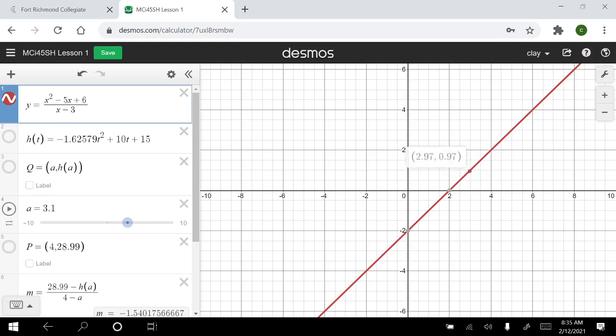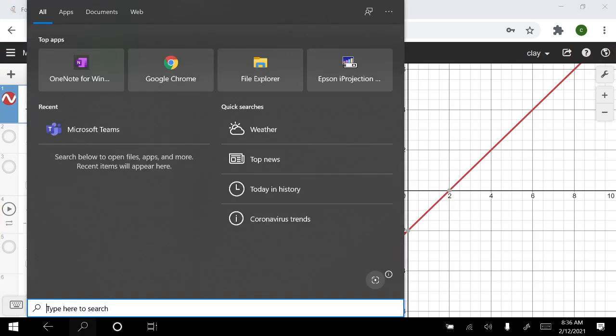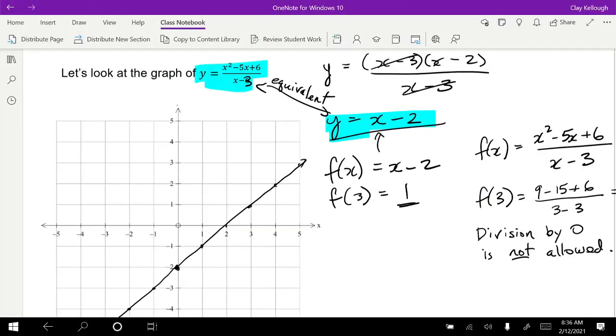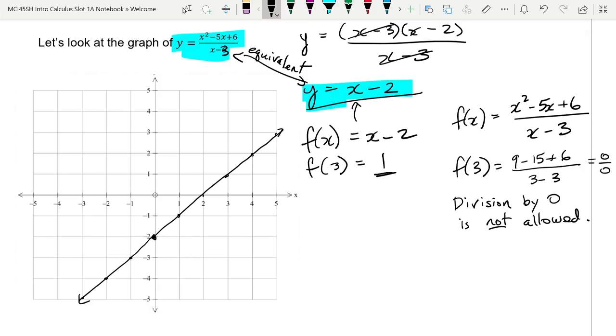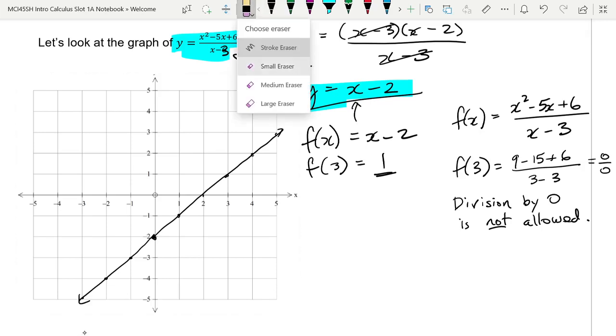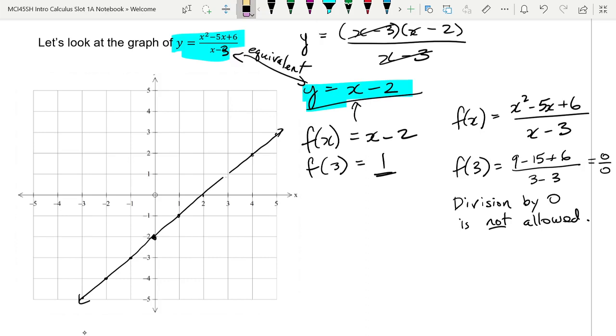What's it saying when I am at exactly 3? It's saying undefined. There's an actual hole in this graph. Now, Desmos doesn't draw it like this, but this is the way you should draw a graph like this. Let me go back to the graph on our notes. At 3, where y is 1 and you know it doesn't exist, you should actually make a little hole.